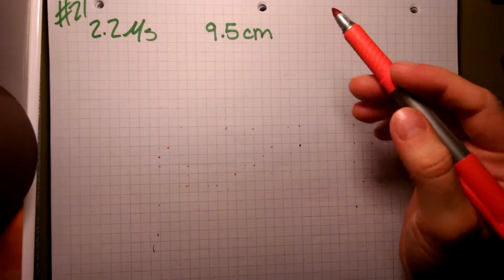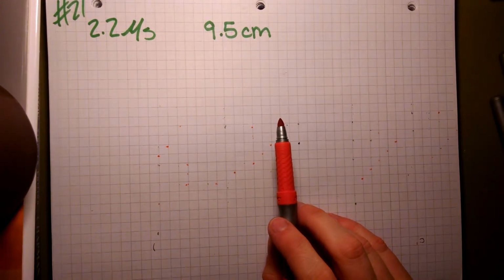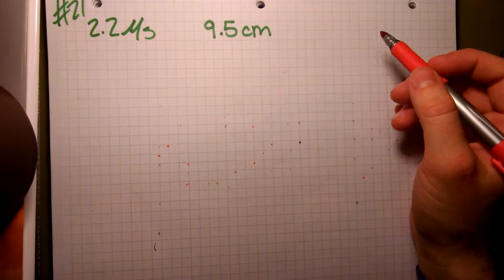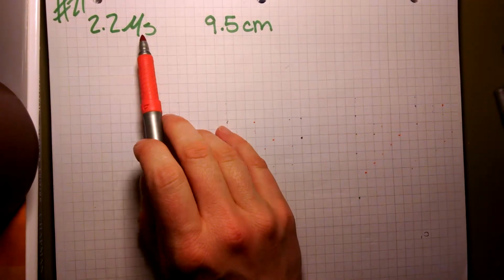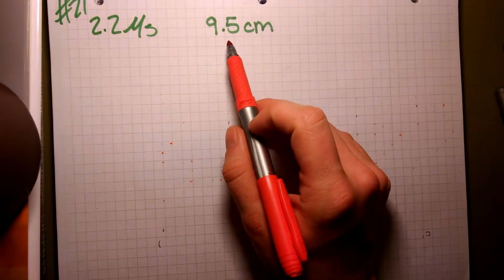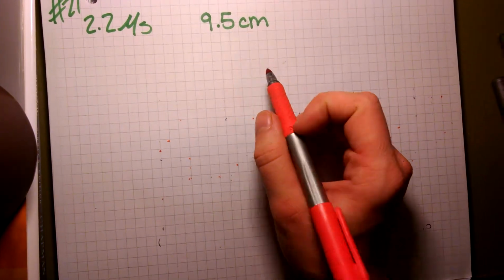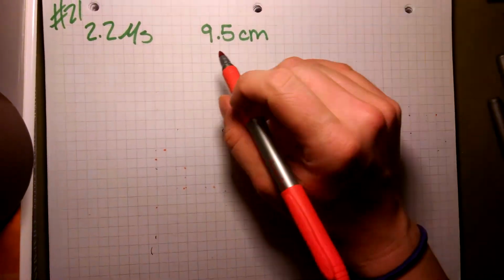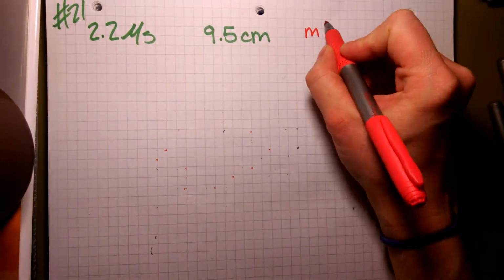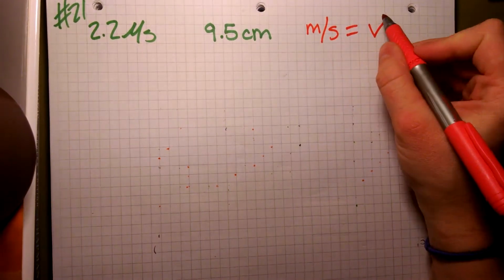Morning, everyone. I am doing number 21 out of homework 2. So we have an object. It's moving for 2.2 microseconds, and for the duration of this time, it has moved 9.5 centimeters. So we want to know the velocity of the particle, so we need to get these two components into meters per second so we can get a velocity.